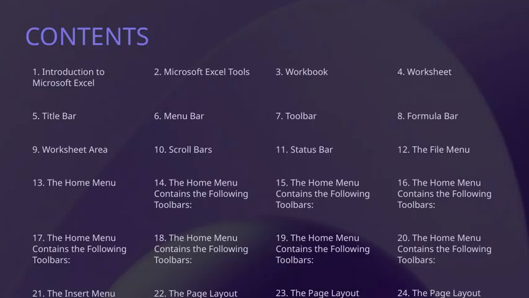Let's take a closer look at the contents of Microsoft Excel, which forms the foundation of our discussion today. On this slide, you'll see an outline of the key areas we'll cover, starting with an introduction to the software itself. We'll explore the title bar, which displays the name of your workbook and other important information. Next, the worksheet area is where you'll do most of your data entry and analysis. Moving on, we have the menu bar, which contains the various menus like File, Home, Insert, and more, each offering specific tools and commands. The toolbar provides quick access to commonly used functions, making your workflow more efficient.